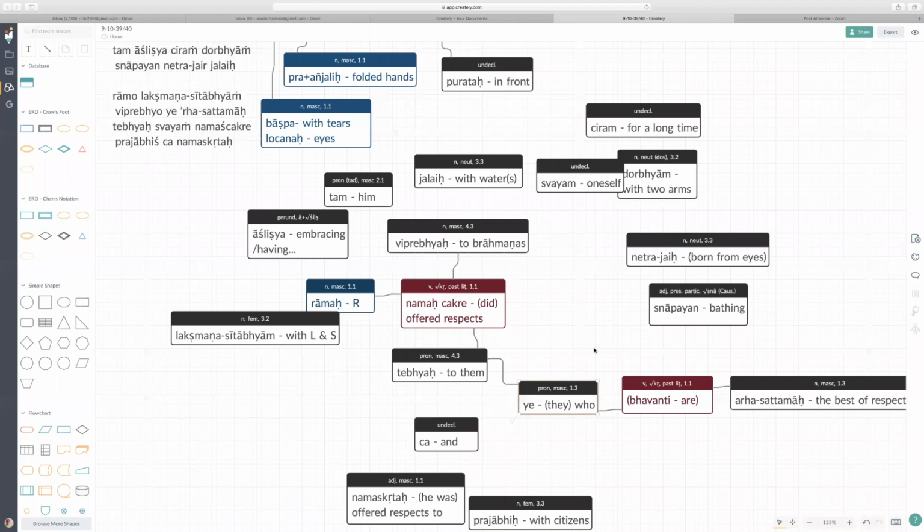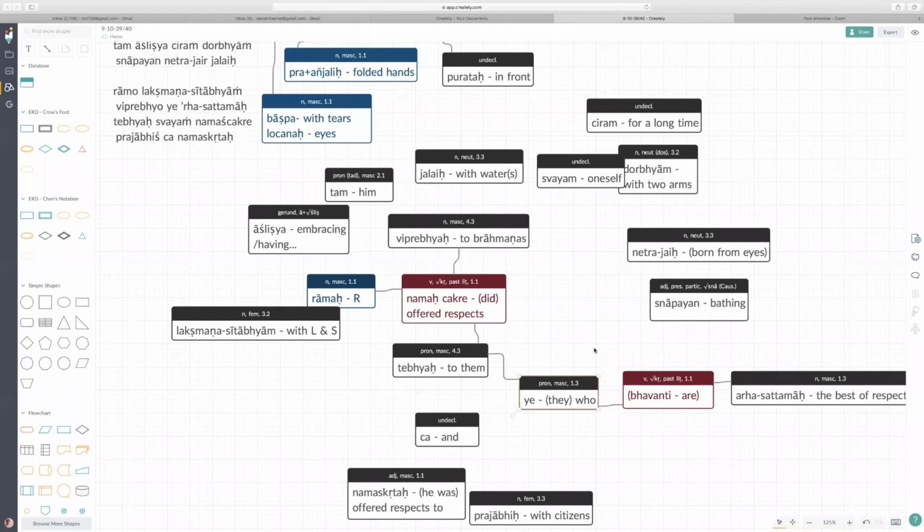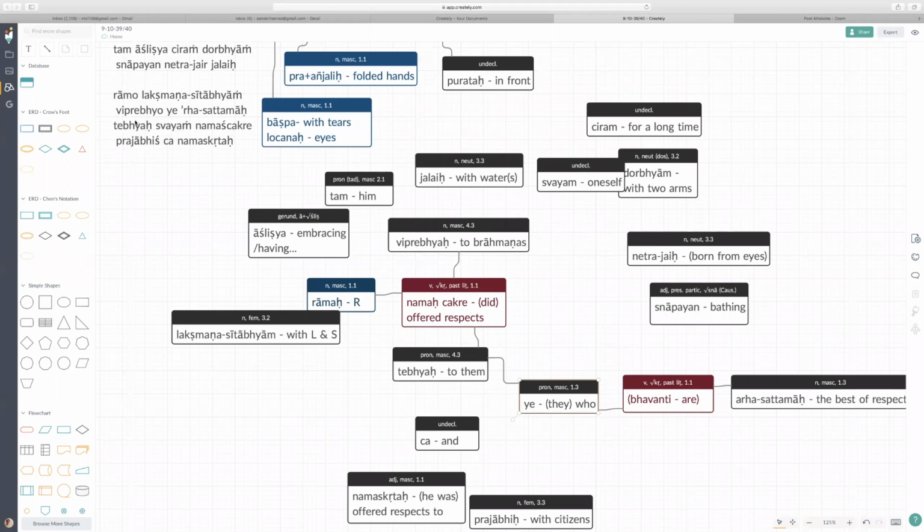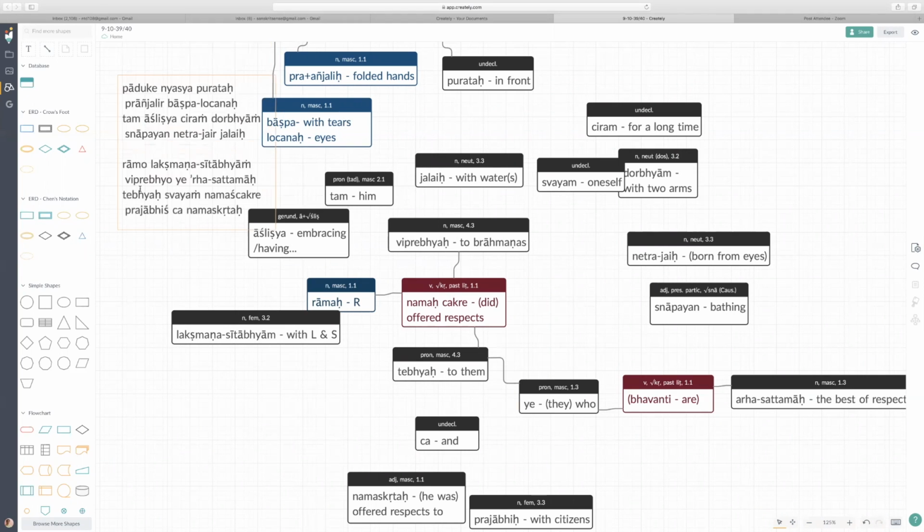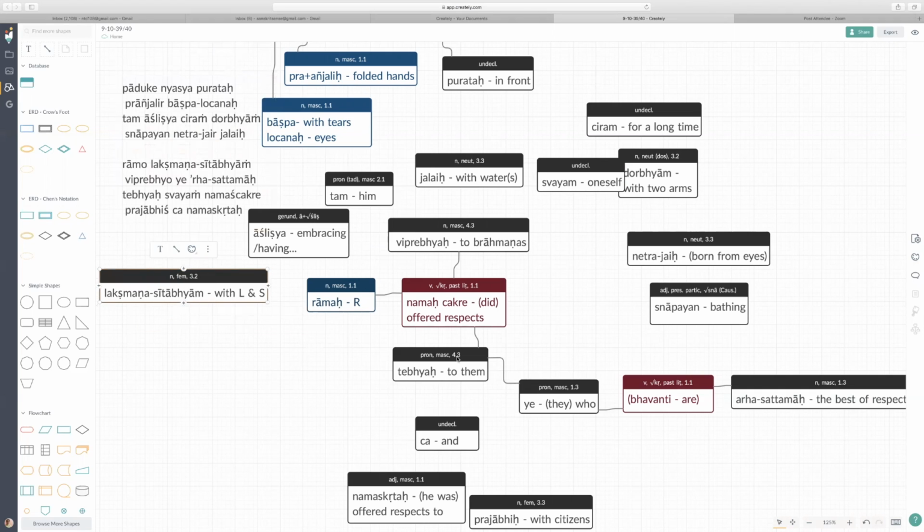Swayam namaschakre. Okay, let's do the remainder of this verse. Swayam namaschakre. Okay, what about swayam? Where do I connect it? To Rama. I think I connected it to the verb again.